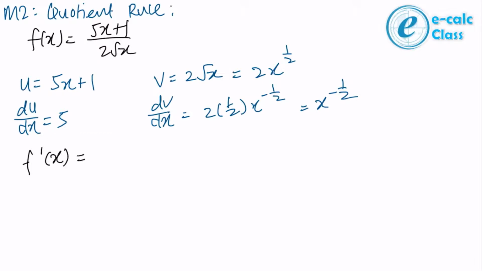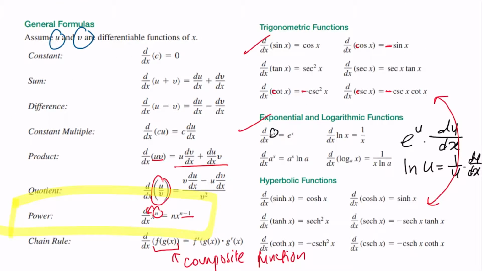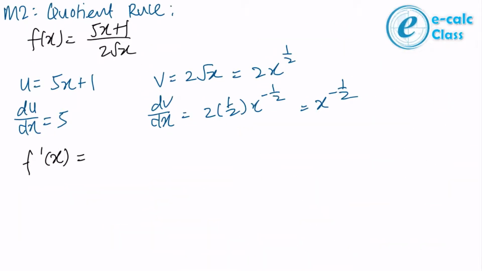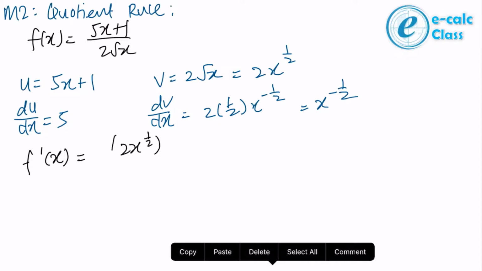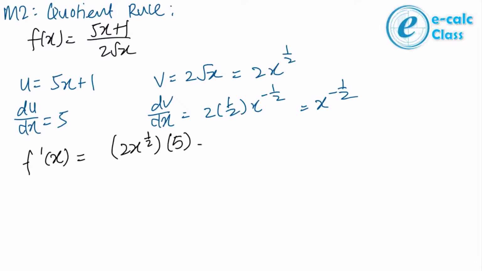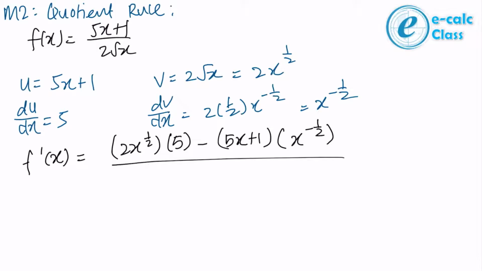It's a little bit complex for a quotient. It is v du/dx minus u dv/dx. That's why I told you it's very important for a quotient, because it is minus. For plus, it doesn't matter, but for minus, it matters. So v du/dx minus u dv/dx over v squared. Then you just simplify.